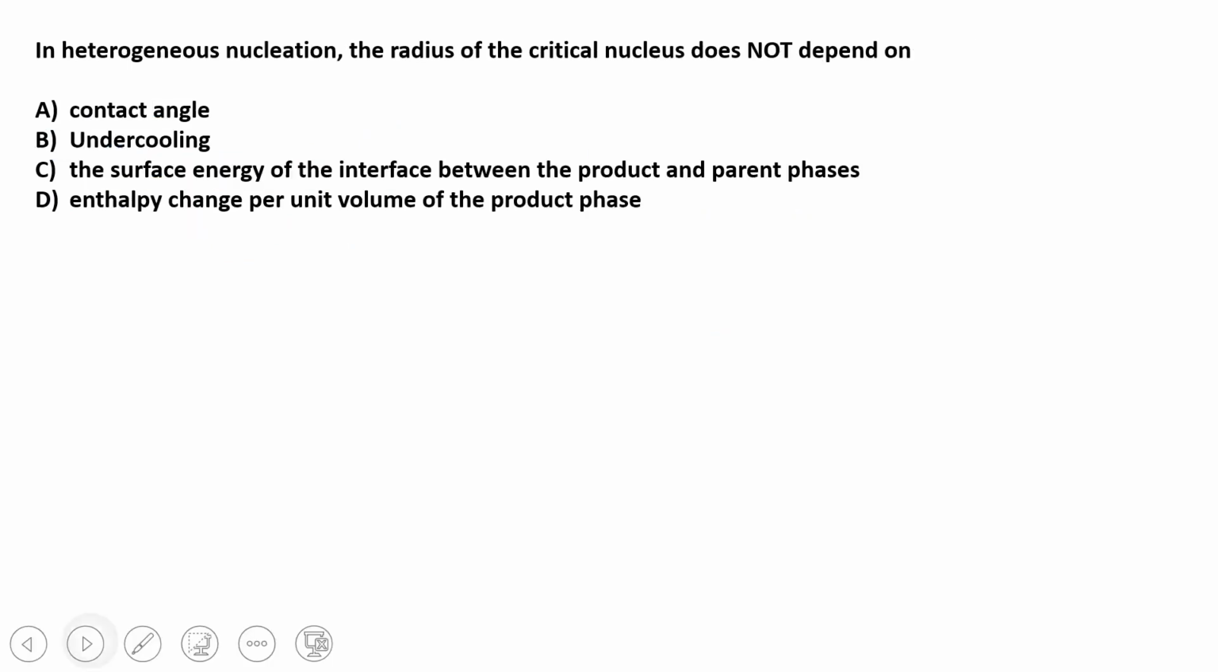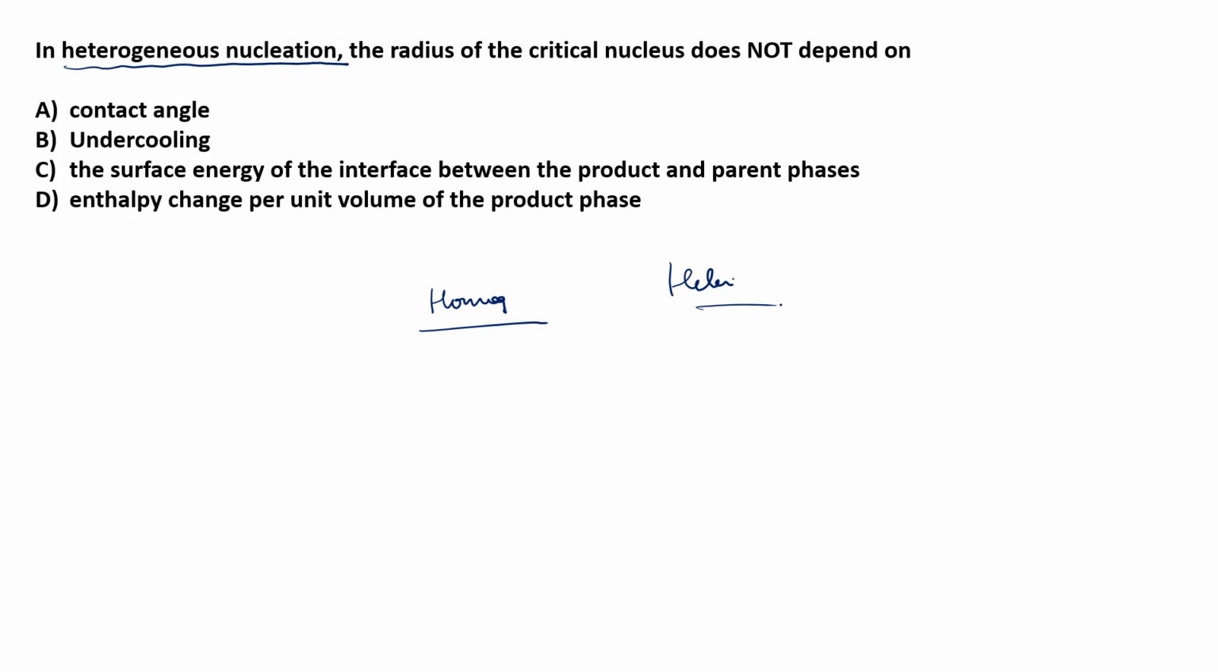Next, in heterogeneous nucleation, the radius of the critical nucleus does not depend on. Okay, this is a very good question. This is talking about heterogeneous nucleation. We have homogeneous and heterogeneous. One thing that should be clear is that the critical radius in homogeneous and heterogeneous remains the same. So R star equals minus 2 gamma S by delta GV. So here also we have the same expression.